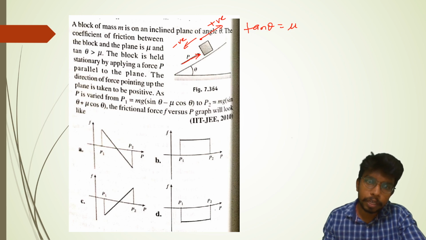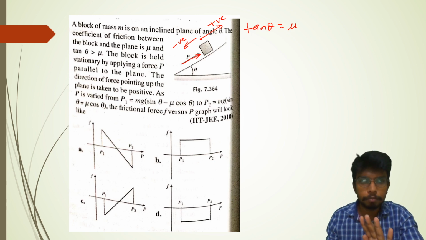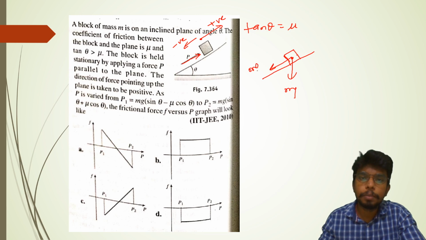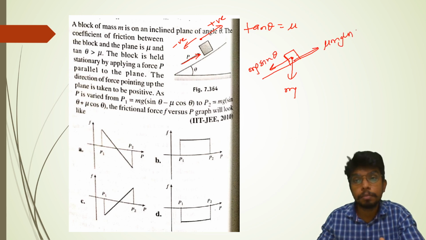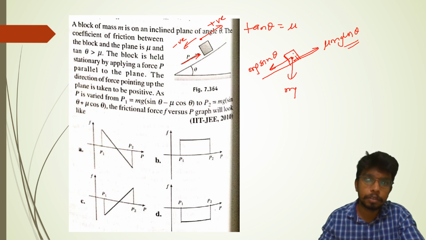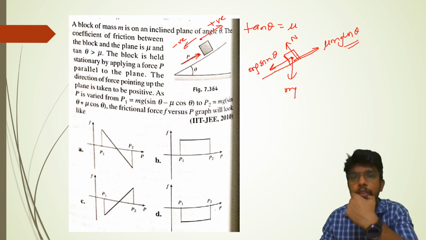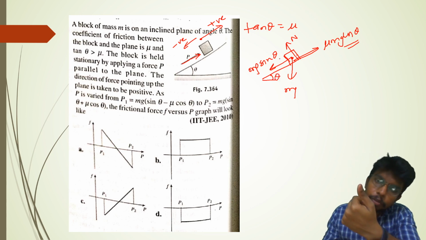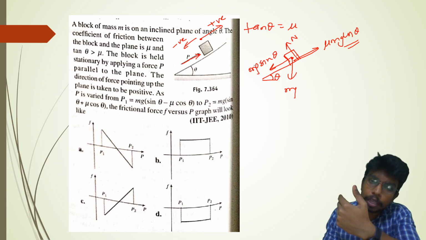Okay, now try to understand. This is the present situation: we have applied some force. Let's assume, without P, in the downward direction there will be mg sin theta, and in the other direction there will be frictional force, which will be maximum at mu mg cos theta, because the normal will be balanced by mg cos theta anyway. For this body to move, mg sin theta will have to be more than mu mg cos theta, then only it will happen.